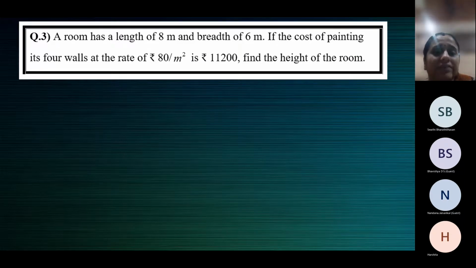A room has a length of 8 meters and a breadth of 6 meters. If the cost of painting its 4 walls at the rate of rupees 80 per meter square is rupees 11,200, find the height of the room. Now answer these questions, children. I'll give you 1 minute to read the question and understand the question. I'll ask you some questions after that.